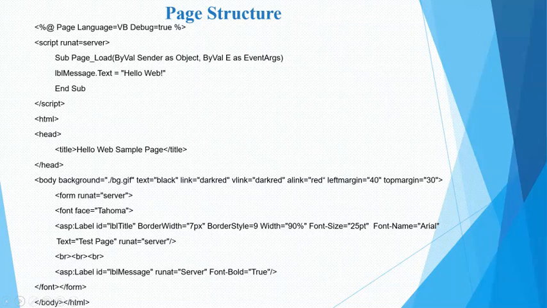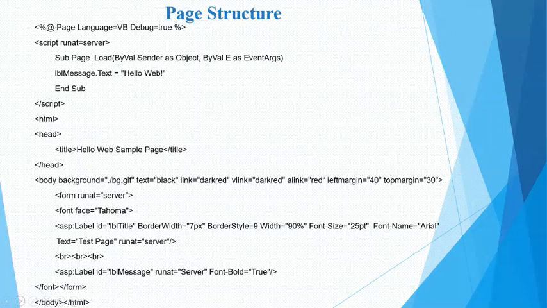Text equal to black, link equal to dark. That is text in black color, and the link equal to dark color. VLink is equal to dark, and ALink equal to red. That is, ALink means when we slide our mouse, the link color will change. The left margin equal to 40 percent and top margin equal to 30 percent. These are the sizes of the left margin and top margin.